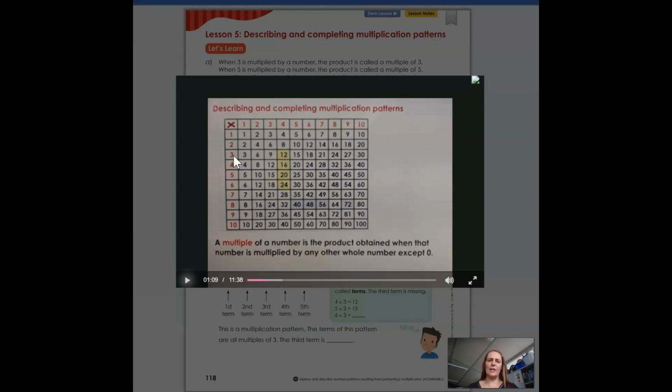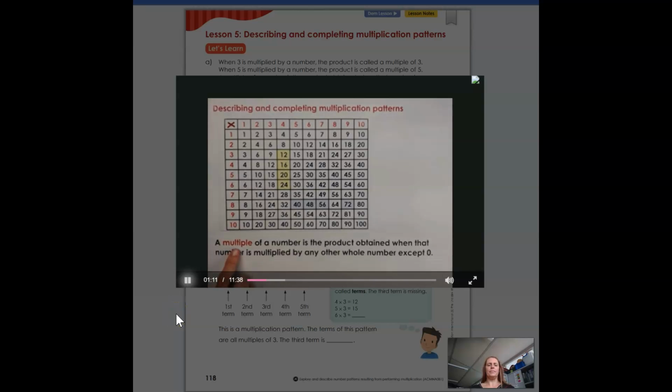The language is very important. You're being introduced to this language because we're just going to use it more and more in grade 5, grade 6, year 7 and beyond. So, recap. A multiple is the product. So 30 is the product of 6 and 5. It also is the multiple of 5, or it is the multiple of 6. Let's continue with this video and see what happens.